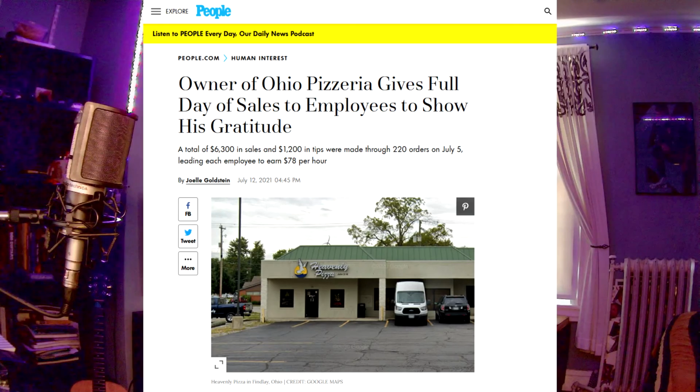I think I saw this article about 3 or 4 weeks ago where a pizza shop owner gave the employees who made the pizzas the full value of their labor for a whole day, and they averaged something like $83 an hour. That just shows how much they take from you.